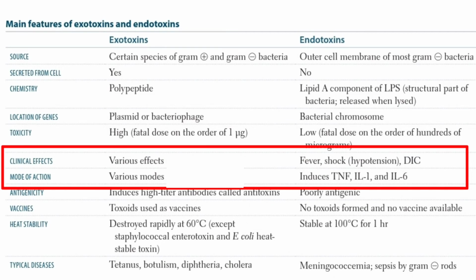If we see the clinical effects and the mode of action of the exotoxin and endotoxin, the exotoxin has various clinical effects. In the upcoming videos, we will see the various clinical effects of the exotoxin. The endotoxin has various clinical effects too. The endotoxin predisposes to fever, shock, mainly hypovolemic shock, hypotension, and disseminated intravascular coagulation. The mechanism of action of the exotoxin has various modes, which we will discuss in an upcoming video. And the endotoxin induces tumor necrosis factor, interleukin 1, and interleukin 6.